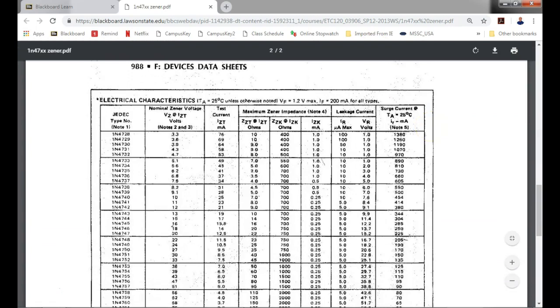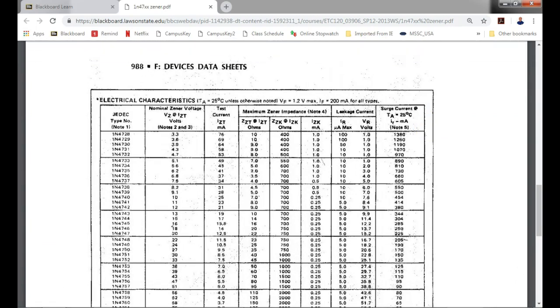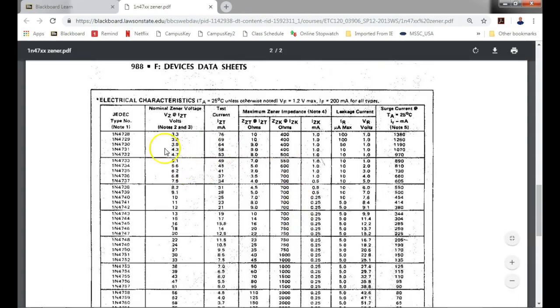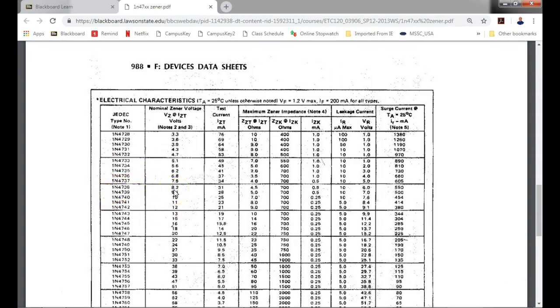This is the guy we're very concerned with. So what Zener do we want to look at? So here's our VZ. Here's the part number. So here's our VZs at IZT. You understand that? Here's our part numbers. So if I had a 1N4738, it would be rated at 8.2 volts. That makes sense? You okay?